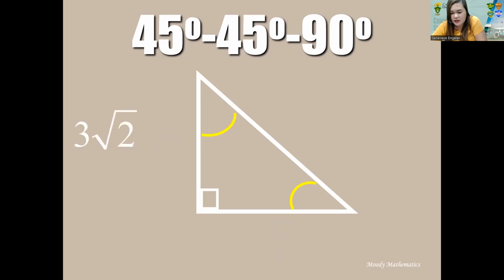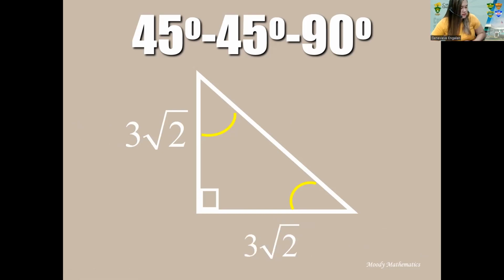Yes, ma'am. Okay. So, if ang atong leg is 3 square root of 2, pila ning isa ka leg? 3 square root of 2. Okay, 3 square root of 2. Ang hypotenuse will be? That will be 6. Okay, you have 3 square root of 2 times square root of 2. So, mahimo siyang 3 times 2. So, that is equal to 6. So, mahimo siyang 6.